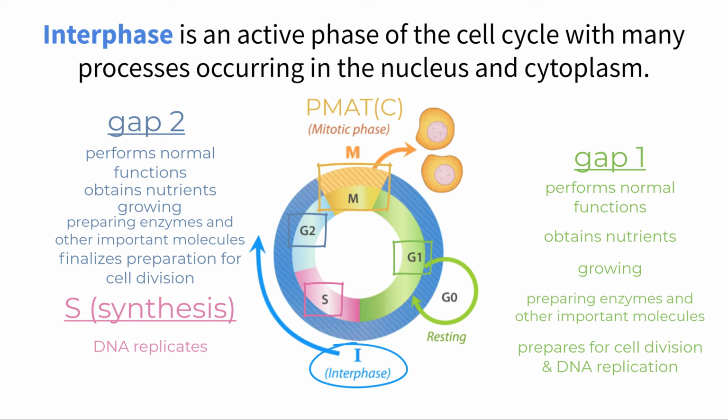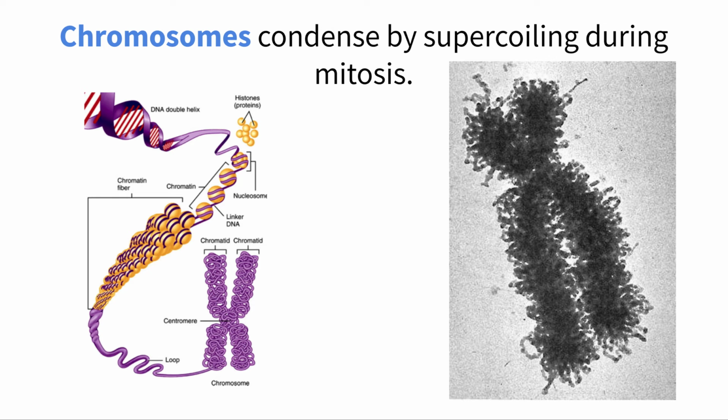But remember, we also have this last stage called gap 0. Gap 0 is called the resting phase because the cell is not actively going through the division process. It is simply carrying out its normal function and not being told to divide or to prepare to divide. It can, however, receive signals that can force it back into G1, in which it will start to prepare for division and DNA replication.